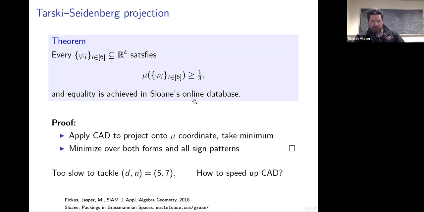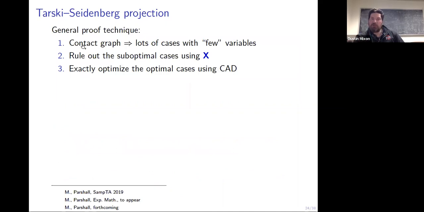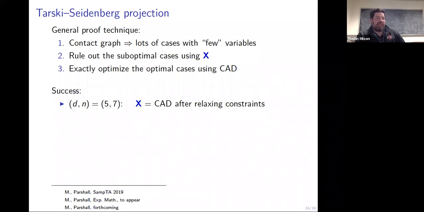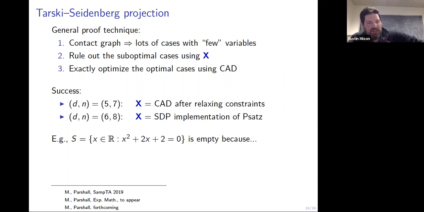There's a putatively optimal packing of 6 lines in R4 given by Neil Sloane, and we were able to prove that his packing was in fact optimal using this method. This method's too slow for the next case where n equals d plus 3, but you can speed up CAD further. So again, you're scrolling through contact graphs, but instead of running CAD on all of the cases, maybe you rule out the suboptimal cases using a different method. Let's call that X, and then exactly optimize the optimal case using CAD. You can take X to actually be CAD with just a clever implementation of CAD and figure out the 7 lines in R5 case. In order to tackle 8 lines in R6, you need to be more clever.